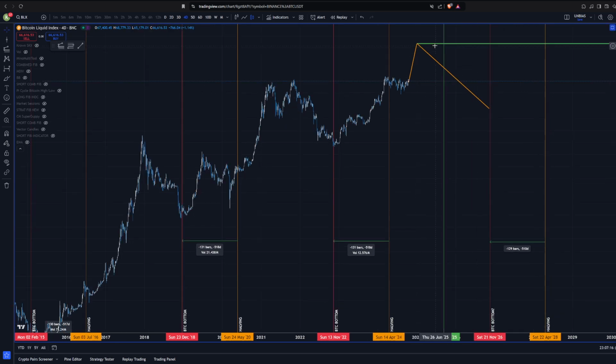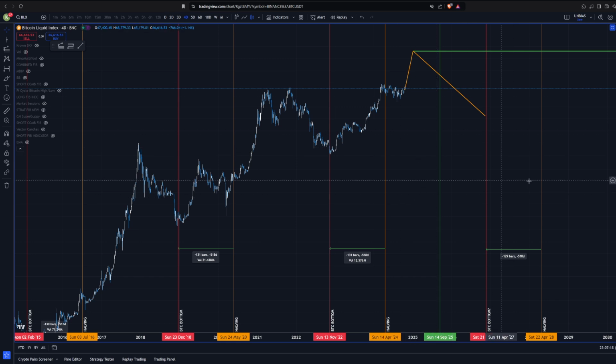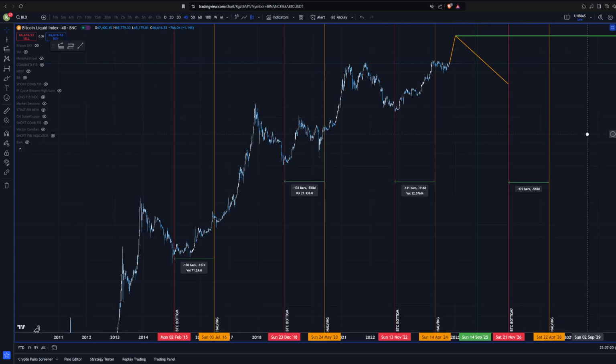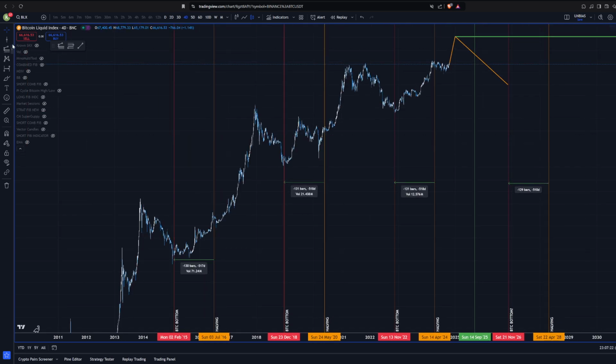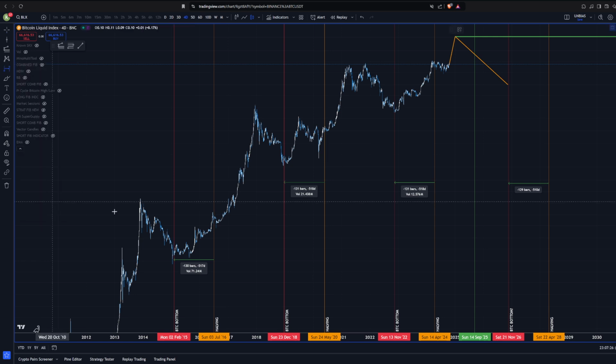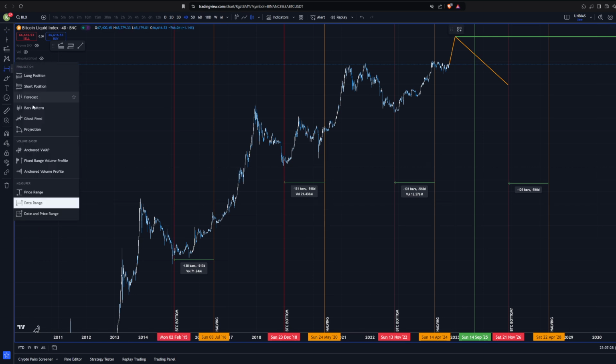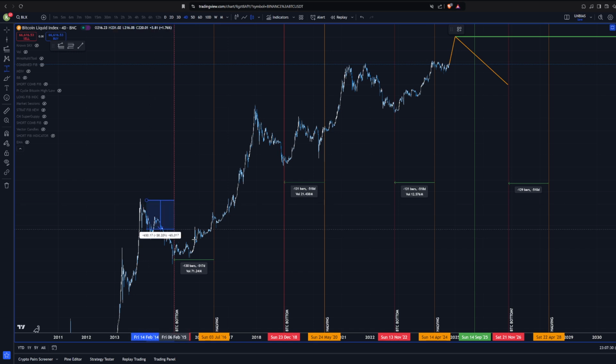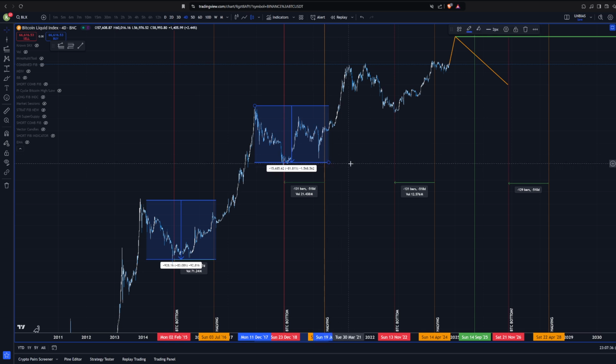And why I have drawn the line like so is because the average approximate drawdown of each cycle has been 80%. Right? In this case, 75%.